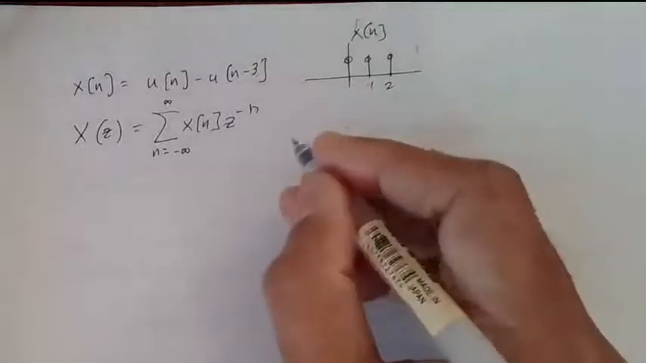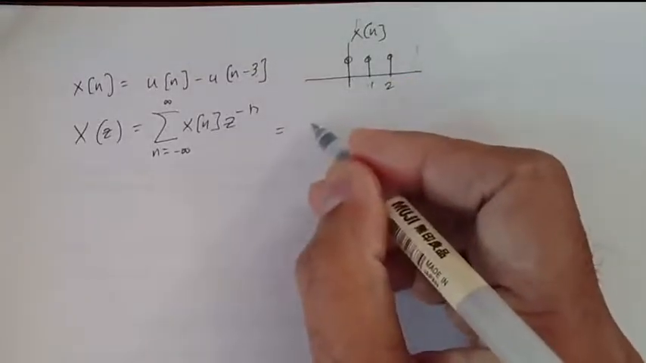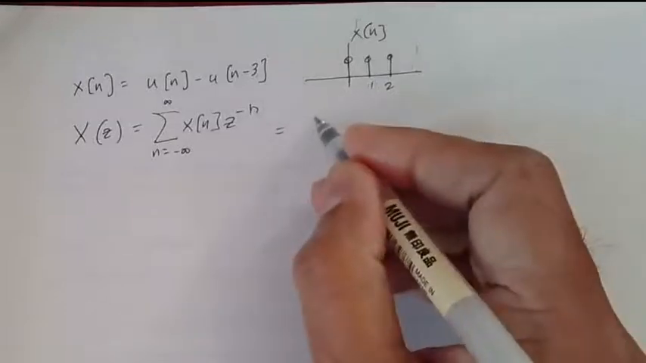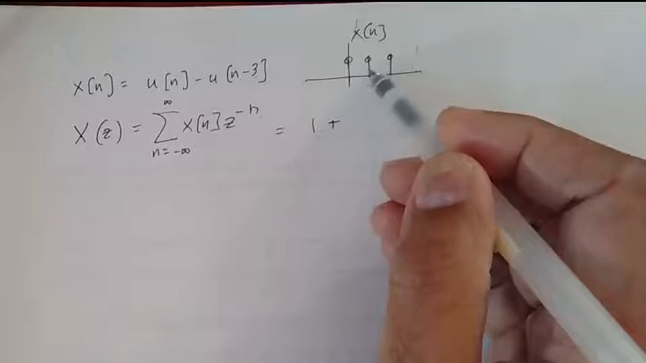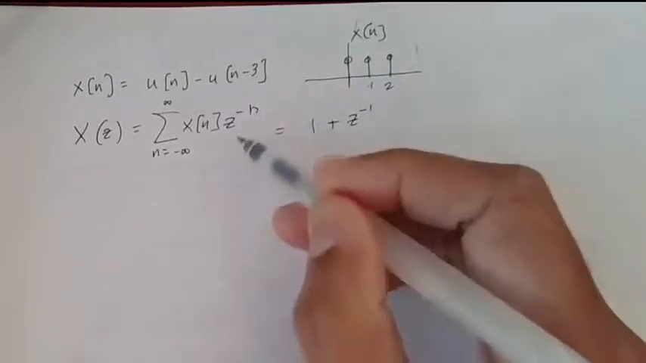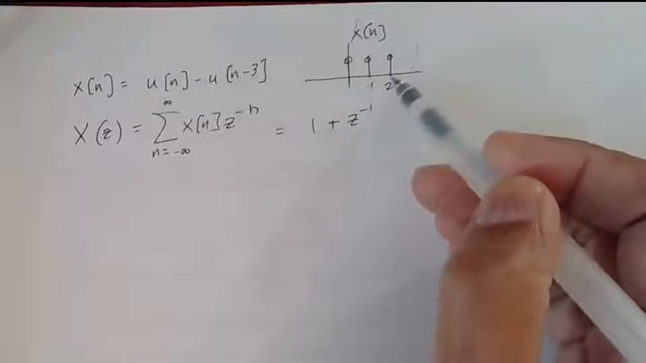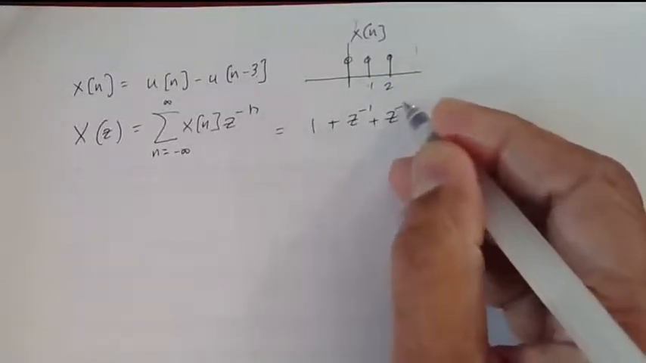So we get, this is just x of 0, which is 1, times z to the power minus 0, which is just 1. So it's 1, plus x of 1, which is 1, times z to the minus 1, plus x of 2, which is 1, times z to the minus 2. So that's my z transform.